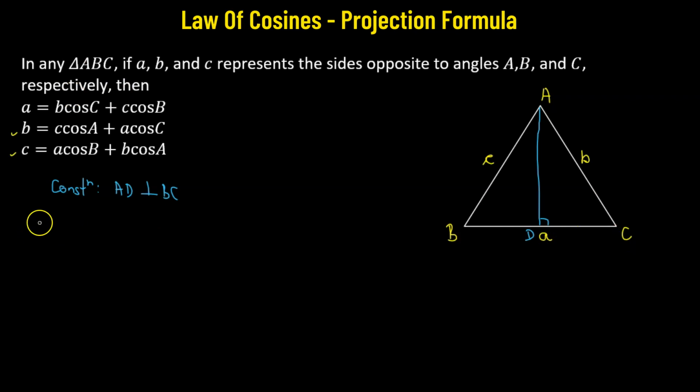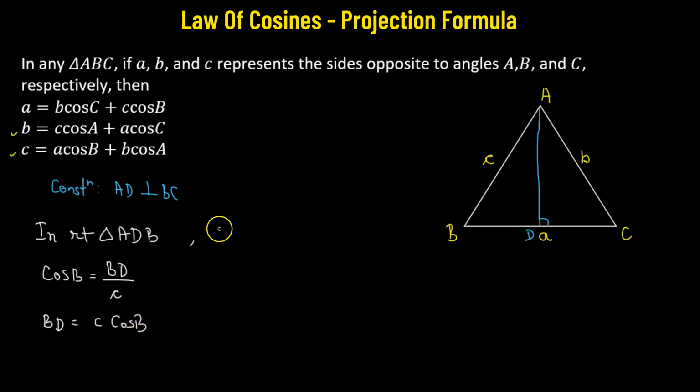Now let's use that. In the right angle triangle ADB, we can define cosine of angle B. So cosine of angle B will be equal to the base, which is BD, over the hypotenuse, which is AB, or simply c. So BD will be equal to c times cosine B. Then we'll consider the next right angle triangle. In right angle triangle ADC, which is right angled at D, cosine of C can be defined as the base, which is CD, over the hypotenuse, which is simply b. Then CD will be equal to b times cosine C.